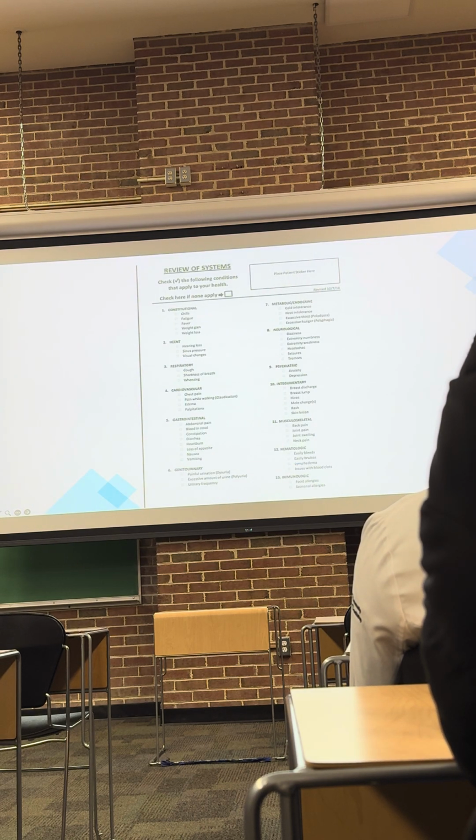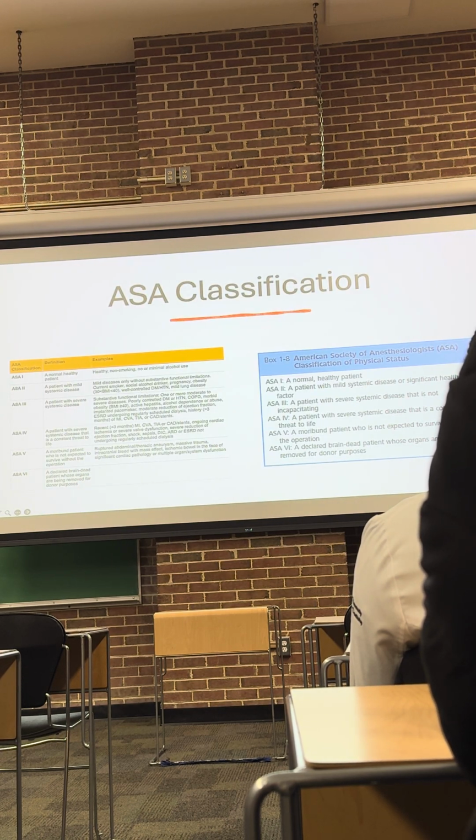So this is just another form of what it may look like. I think in Axiom it has a different way where you literally click each box and attach it to your introductory note. The ASA classification was formed by the American Society of Anesthesiologists. This helps us determine what class the patient goes into and what type of treatment we can then give them based on that status. So this is also for the safety of the patient. Now, if a patient is an ASA 5, that's not someone you want in your office that you're just going to do a filling on.